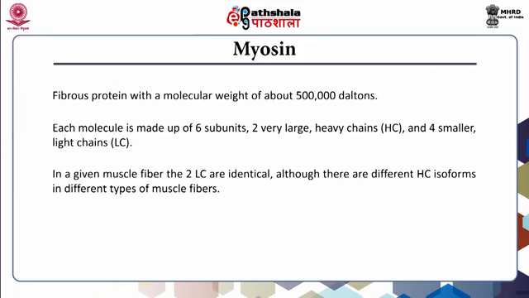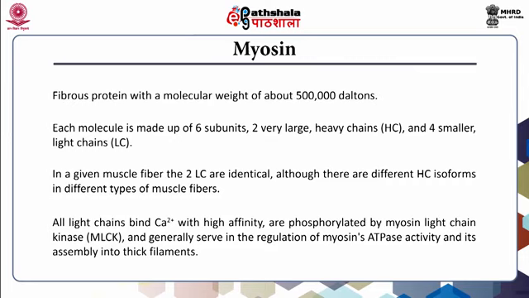In a given muscle fiber, the 2 light chains are identical, although there are different heavy chain isoforms in different types of muscle fibers. All light chains bind calcium ion with high affinity, are phosphorylated by myosin light chain kinase, and generally serve in the regulation of myosin's ATPase activity and its assembly into thick filaments.